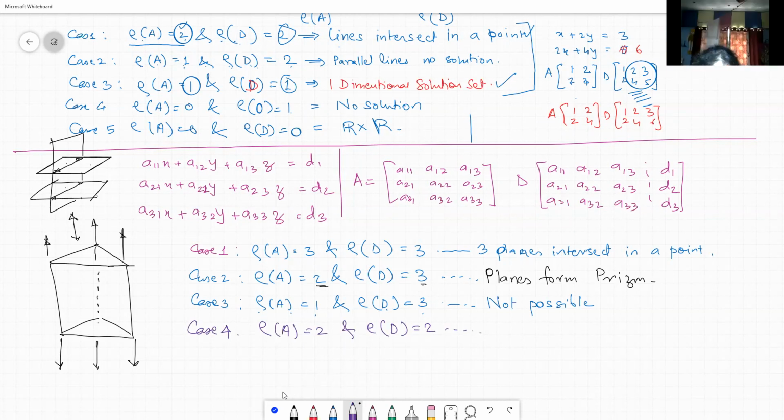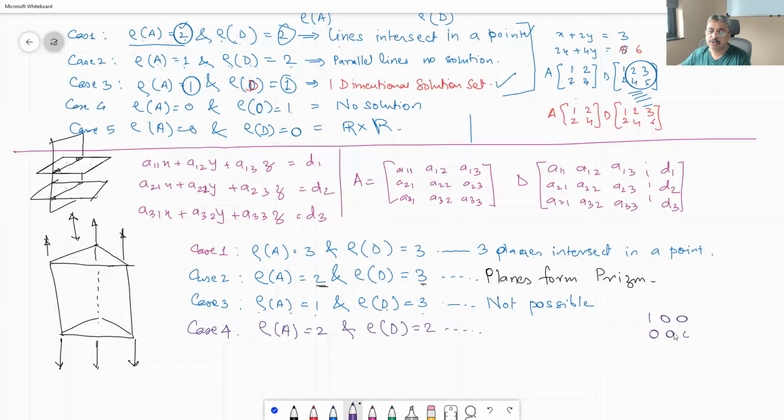Can you explain case 3 again? Can we create an example where rho A is 1 and rho D is 3? It is impossible to create that example itself because I can create rho A is equal to 1 by saying 1 0 0, 0 0 0, 0 0 0. Or too many zeros. If you don't want these many zeros, then you can consider 2 rows 0.